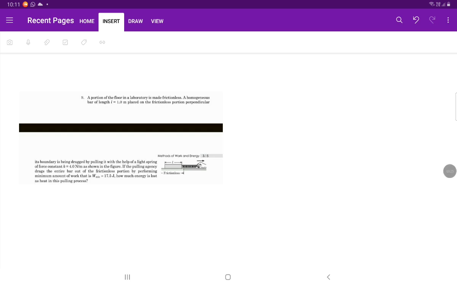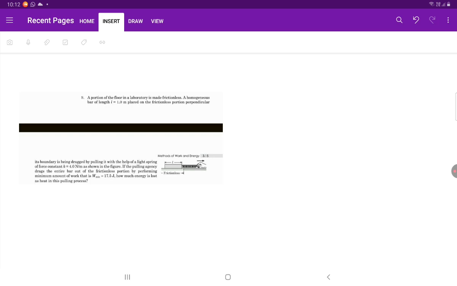So the question says a portion of floor in a laboratory is made frictionless. A homogeneous bar of length L equal to 1 meter is placed on the frictionless portion, perpendicular to its boundary, and is being dragged by pulling it with the help of a light spring of force constant K equal to 4 Newton per meter. The pulling agent drags the entire bar out of the frictionless portion by performing a minimum work, W min, equal to 17.5 joules. You have to tell me the energy lost as heat in this pulling process.